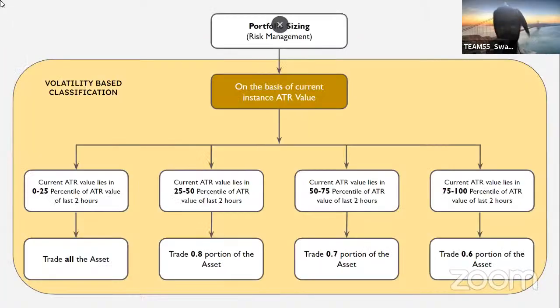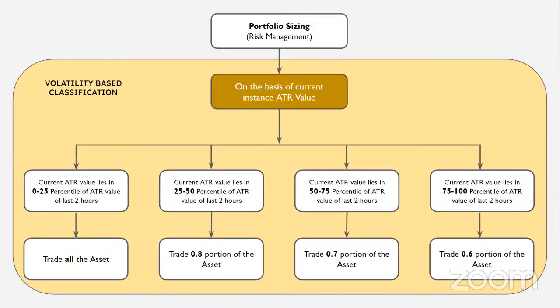Okay, so in here, based on the volatility, we will be introducing 4 quantiles. And based on those 4 quantiles, we will be trading our assets proportionately. In higher volatile regions, we will be trading lesser assets, and in lower volatile regions, we will be trading more assets, so that we can reduce the slippage part as well.